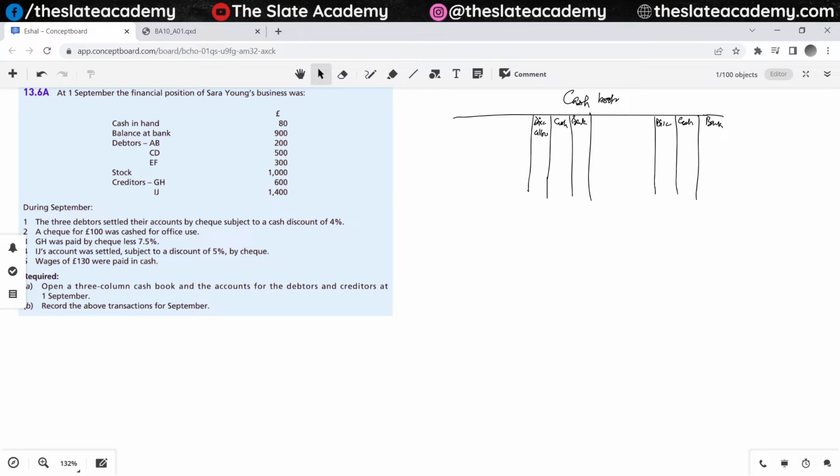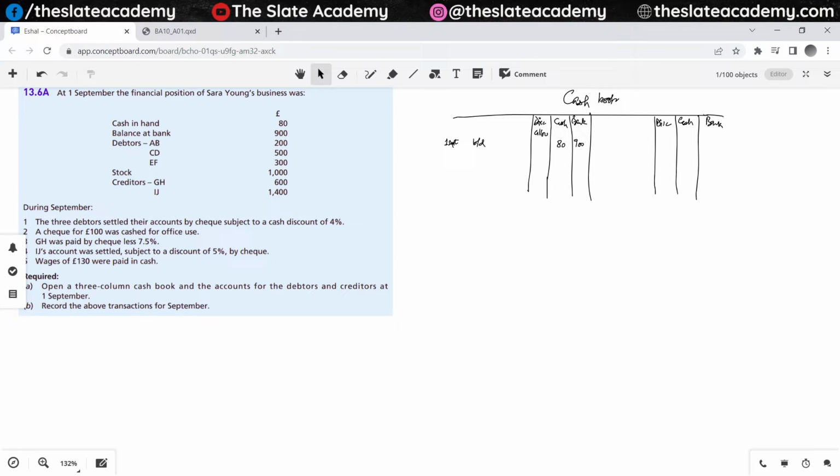Okay. So let's quickly note down the opening balances for cash and bank. It says 1st September, brought down. What is the brought down balance for cash? The opening balance for cash is 80. So I note down 80. The opening balance for bank is 900. So I note down 900.